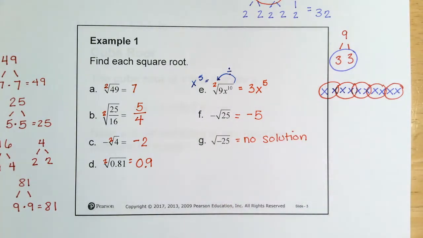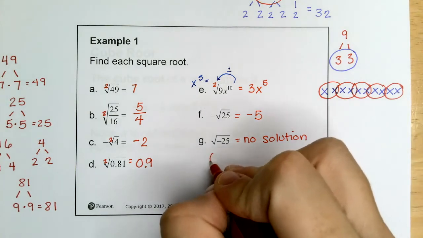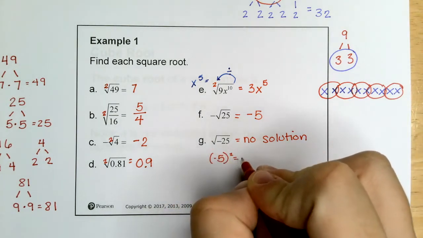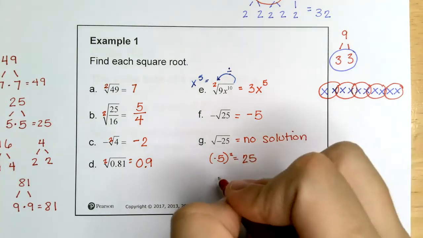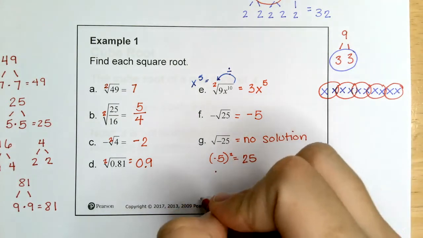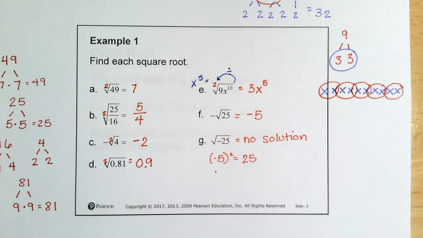There are no real numbers that you can multiply together to get negative 25. Negative 5 squared is positive 25. There is nothing that can give me a negative 25.